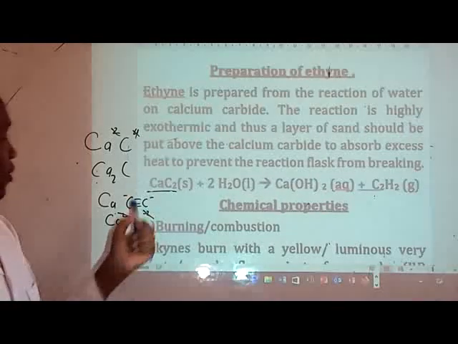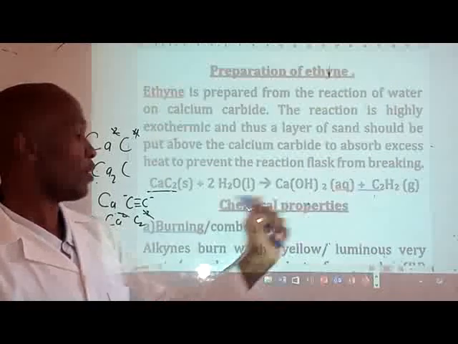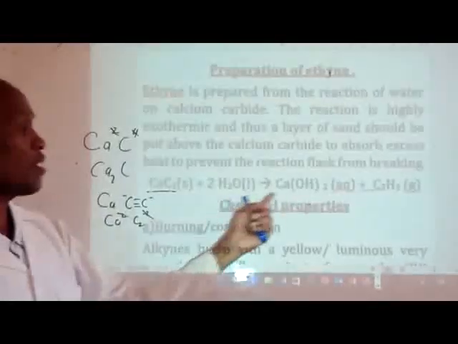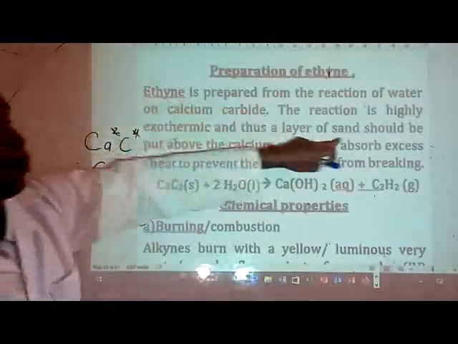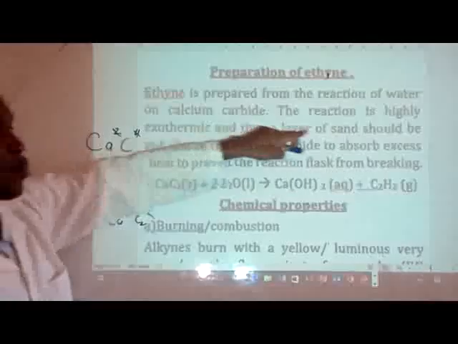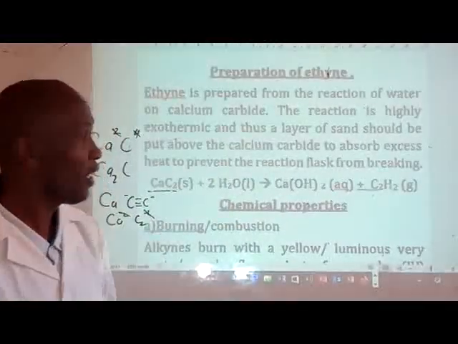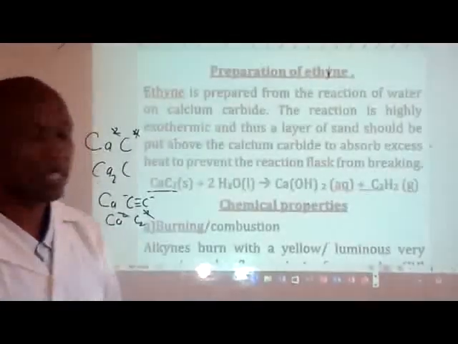So when you react that with water, it will definitely give you calcium hydroxide and the ethyne. And this reaction is extremely exothermic. That is why you need to put a layer of sand that can absorb any heat that is produced. Otherwise, the reaction will produce a lot of heat, and the apparatus are going to crack.